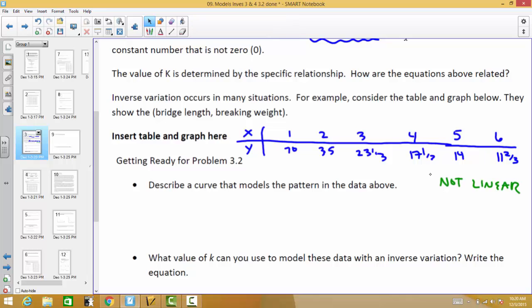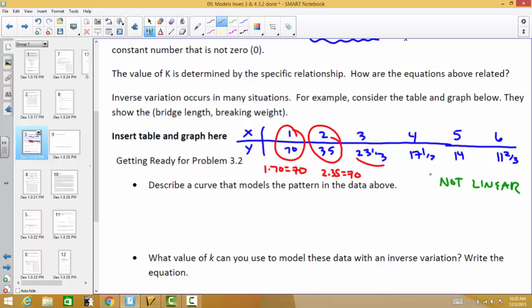So the next thing you're going to test is do the numbers multiply to give you the same thing. So 1 times 70 is equal to 70. 2 times 35 is equal to 70. 3 times 23 and a third is equal to 70. 4 times 17 and a half is equal to 70. Well, guess what? They're all equal to 70.